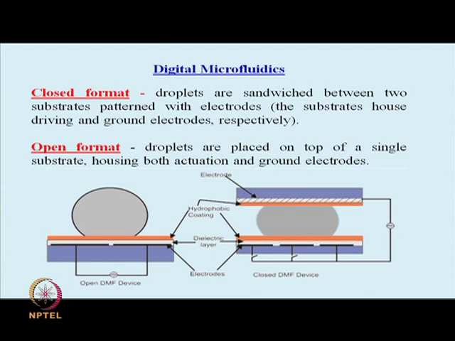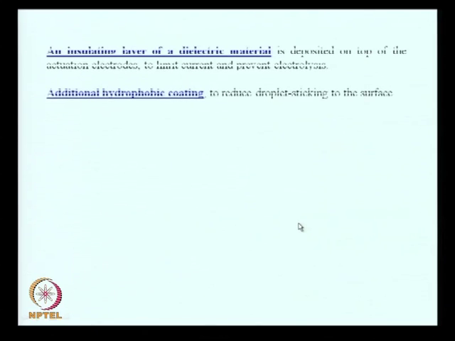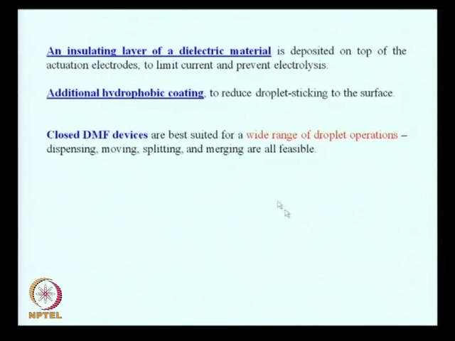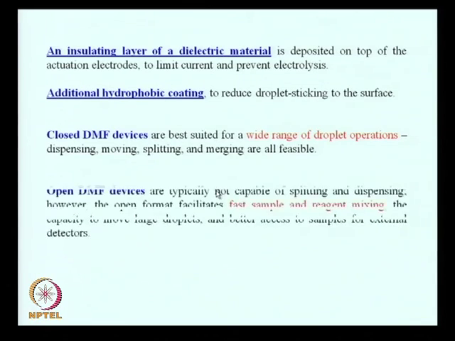Whereas, if you see an open system, a droplet sits over the electrode surface and over the dielectric surface, and it is exposed to vapor. So, there are certain advantages to this closed format of DMF and the open format of DMF, and we would see what they are. Now, what I have already described is the importance of the insulating layer, the importance of the hydrophobic coating, and so on.